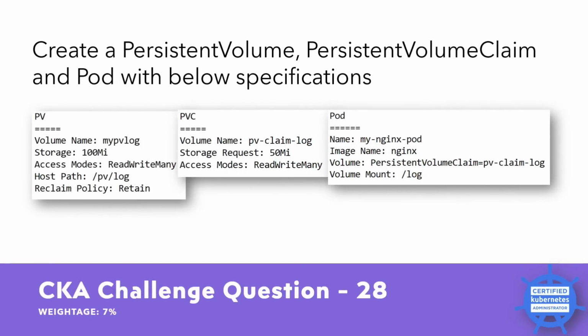CKA Challenge Question 28. This question has the weightage of 7%. Create a persistent volume claim and pod with the below descriptions provided.